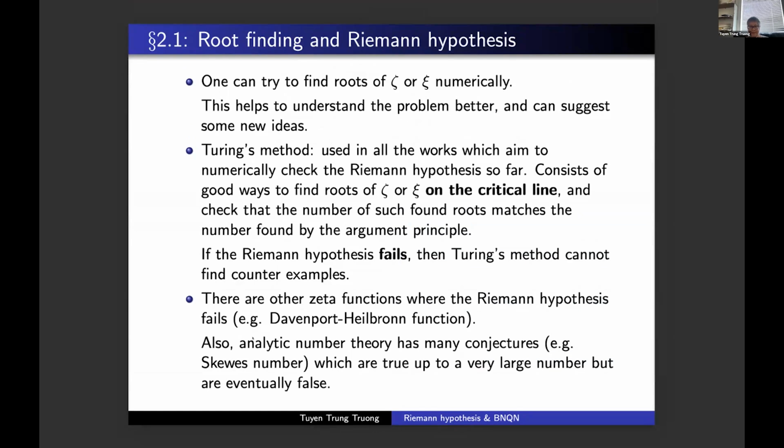Also, there are phenomena in analytic number theory where some conjecture may be true up to a very high number, but actually they are not true. For example, Skewes' number, which you can see on Wikipedia.